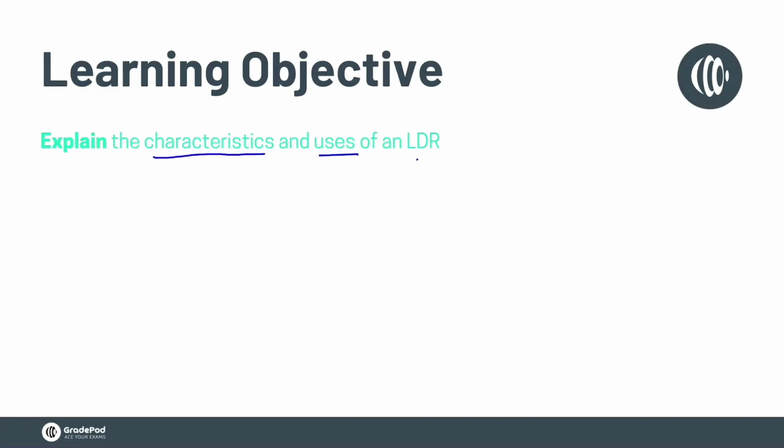We have one further component that we need to be able to explain the characteristics and uses of, and this is an LDR, which stands for light dependent resistor. So it's a resistor that varies depending on how much light is incident on it.